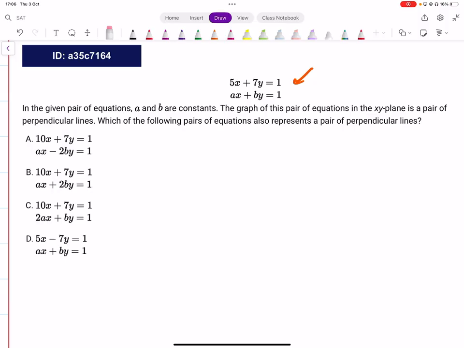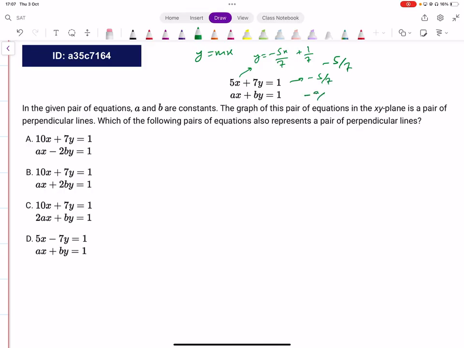What does this mean? Their gradients are negative reciprocal of each other. Okay. What's the gradient of the first line? Minus 5 over 7, right? If you compare it with the standard form, y equals mx plus c, we make y the subject, and this becomes y equals minus 5x over 7 plus 1 over 7, right? So the gradient of the first line is minus 5 over 7. What about the second one?